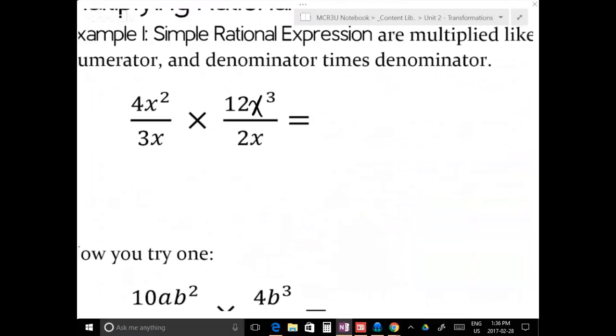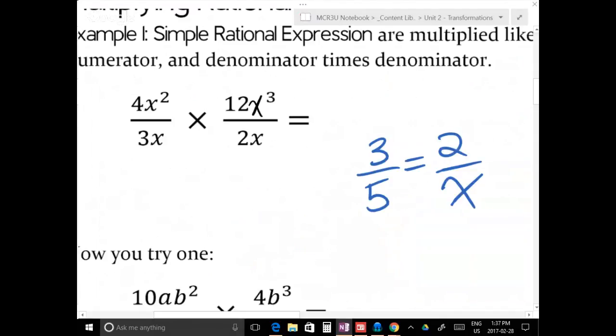So way back from grade 9, how do you multiply fractions? We would cross multiply if what were between them? Not a multiplication sign, but an equal sign, right? If it was a proportion. Like if I had 3 over 5 equals 2 over x, we'd cross multiply to solve that, right? Yeah, 100% good math. But in this case, it's even easier than that.